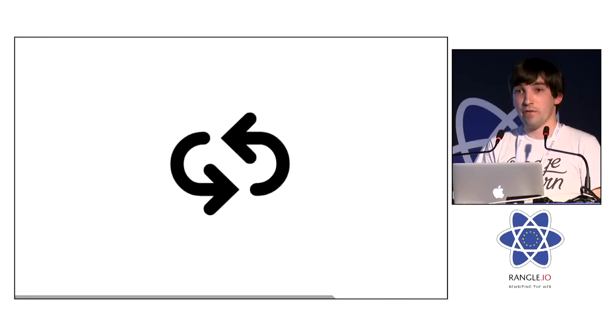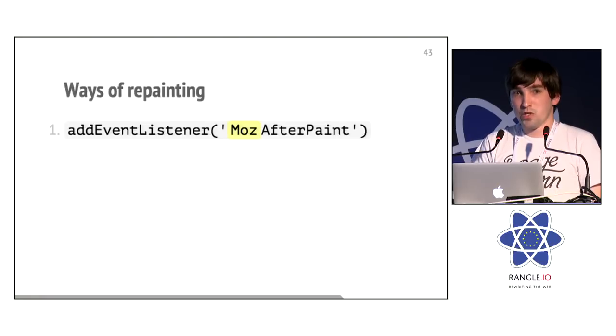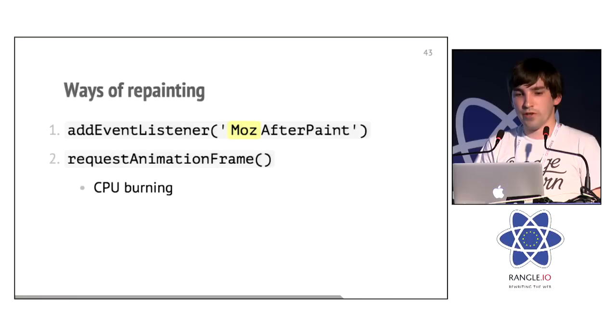Another big thing is repainting, because once you deliver your events, you change the DOM, and you have to deliver the changes to the client, to the stdout. Actually, there are many ways to do that. The best is the MozAfterPaint event, but it's limited by Mozilla architecture, so I cannot use it on Chrome or any other browser. The simplest solution is requestAnimationFrame, but a text user interface is not a game.